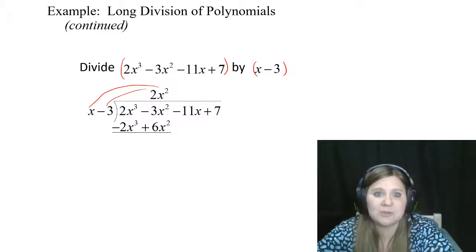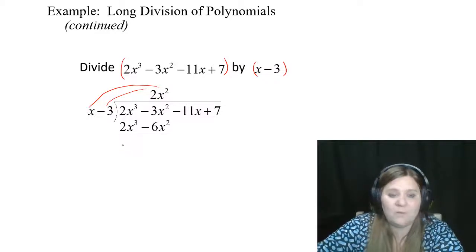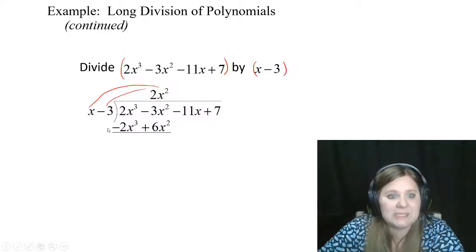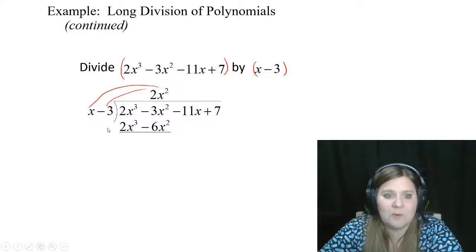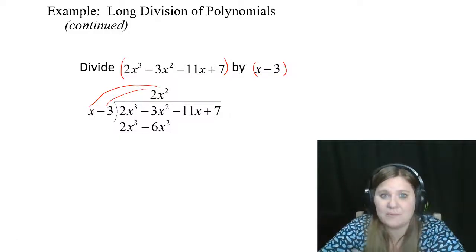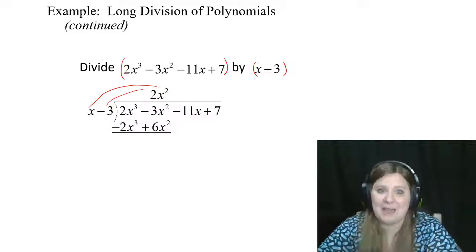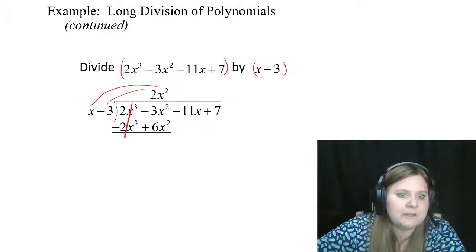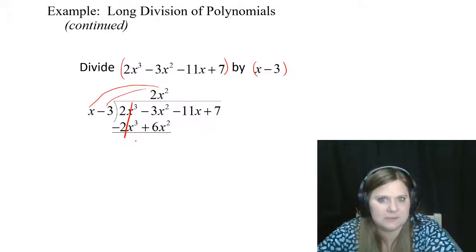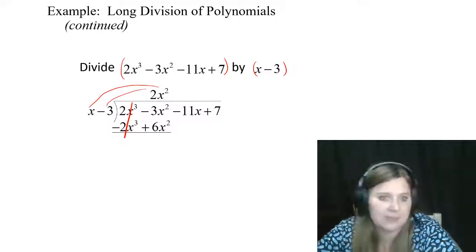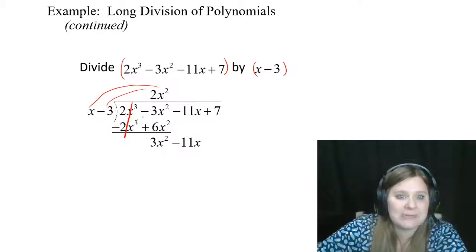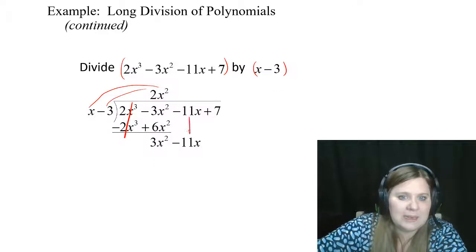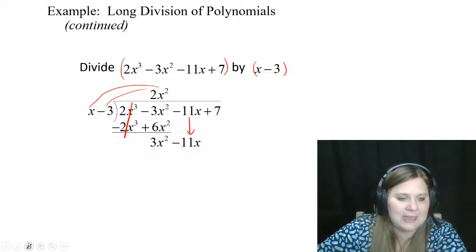Now, we want to subtract this, so keep in mind, when I subtract, what I'm doing is I'm changing the signs. So what was positive is now negative, what was negative is now positive, and I'm adding down. That's how I'm doing the subtraction. My first term should always cancel. If it doesn't, you want to try again. Okay, and then I add down, I get 3x squared, and I carry down my negative 11x.